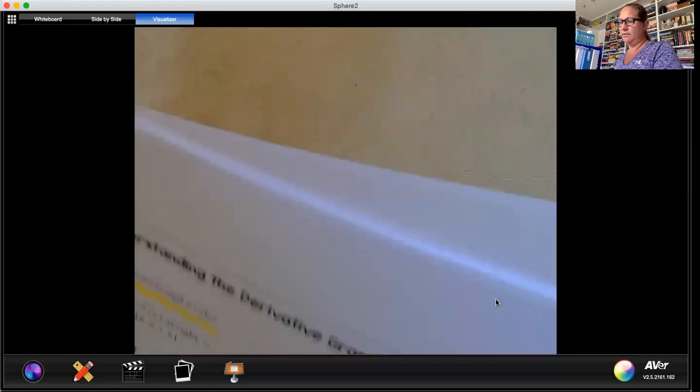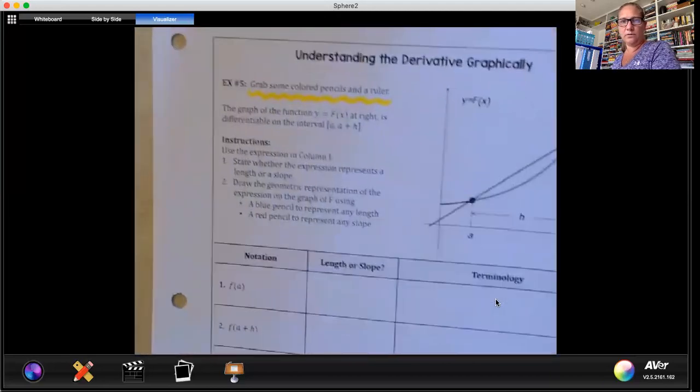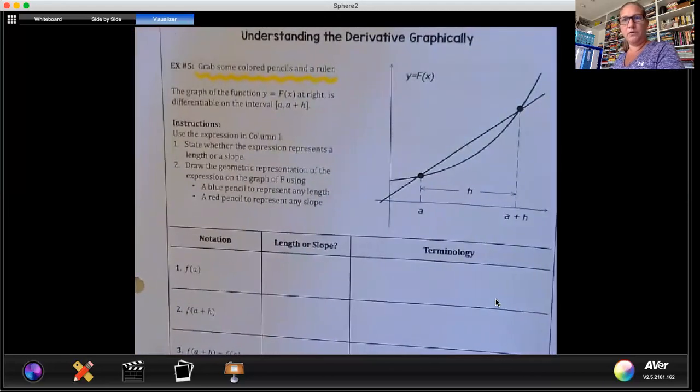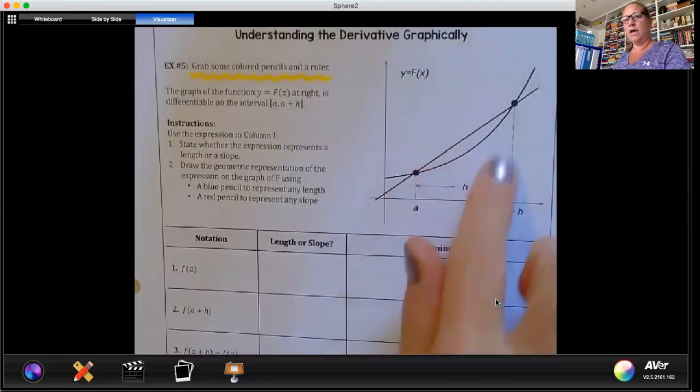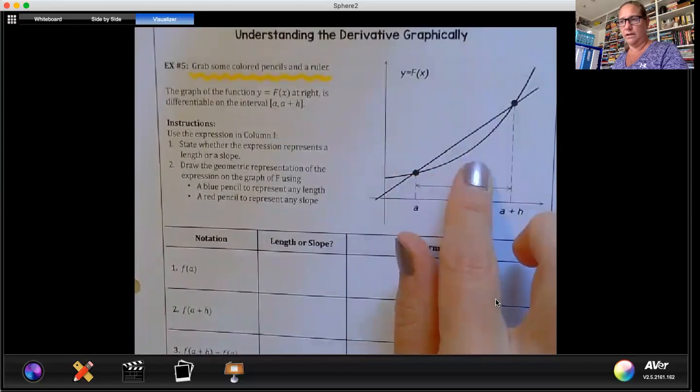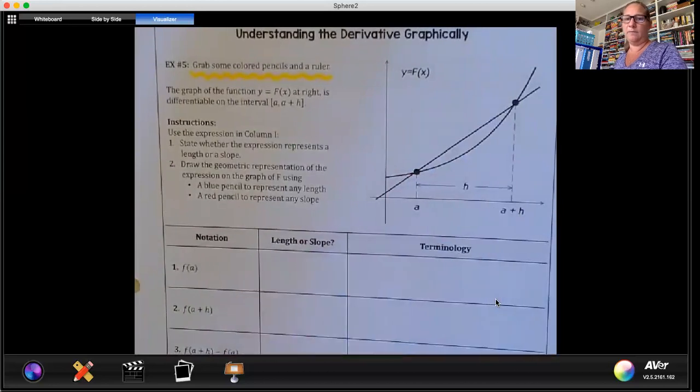For example number 5, you're going to need either colored pencils or colored pens and a ruler. So if you want to pause the video, go grab those, come right back. We're going to do all kinds of things with this graph. You will definitely need a ruler, and then we're going to color code them to fill out our chart.